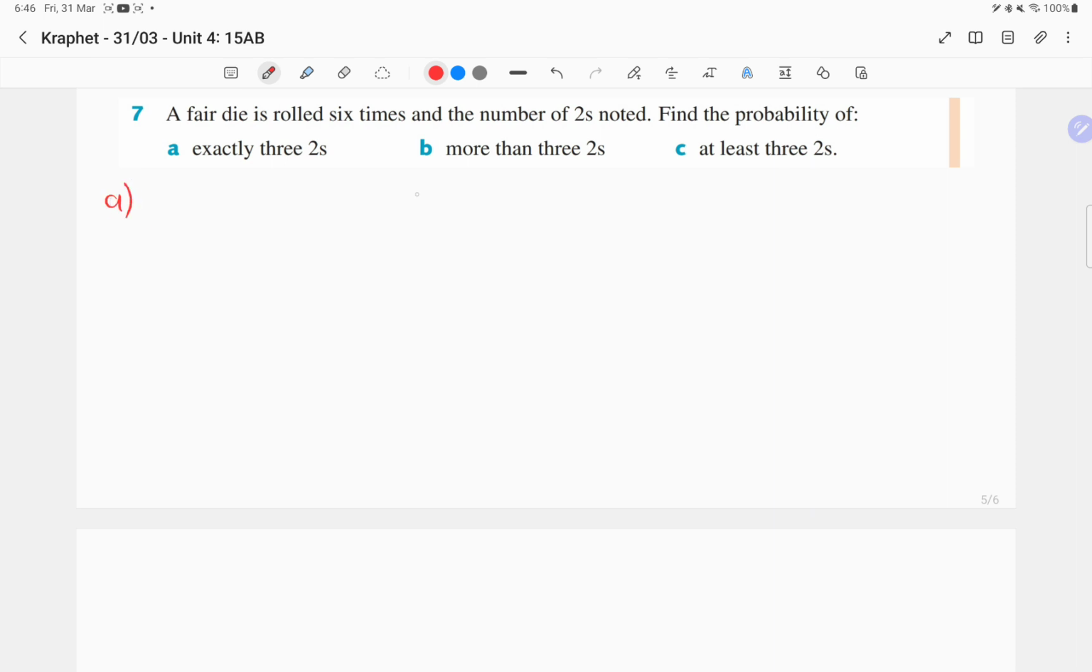So if you were to write out the steps, this one, A would be P(X = 3). The second one, P(X > 3). And then the third one, P(X ≥ 3).